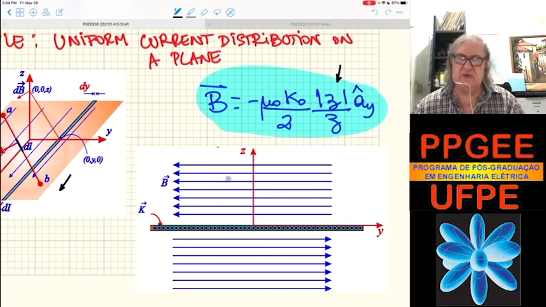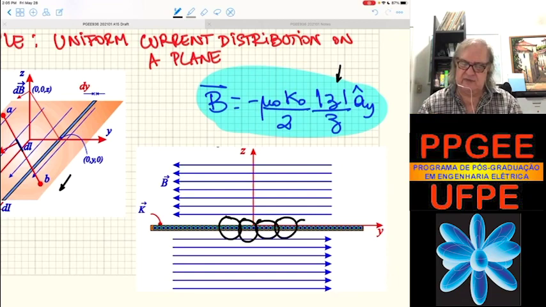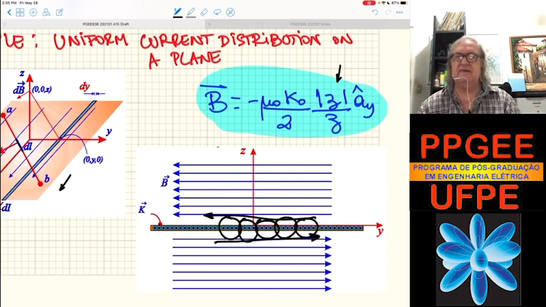So I have a field that goes to the left above the plane and goes to the right below the plane. It's like we have several straight wires packed together like this. We would have an effect due to several of those. If you sum those, you're going to have something like this and something like that. That's what we obtain.